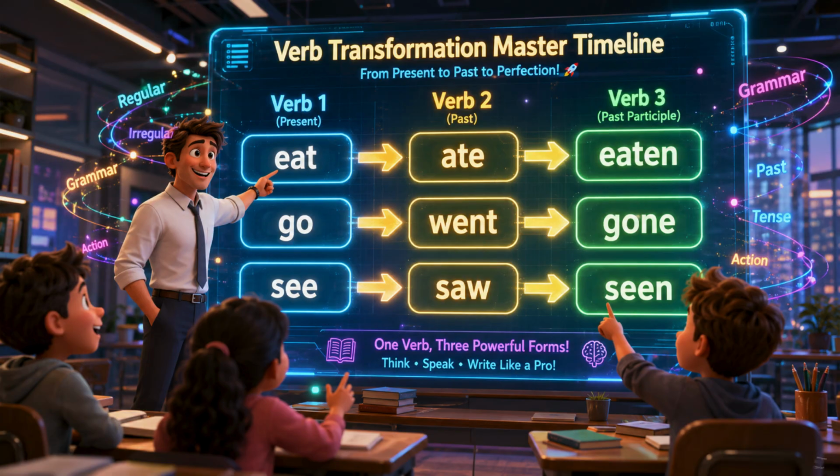Now let's learn something very important. Verb 3, also called past participle. Every verb has 3 forms. Verb 1 is the present form, verb 2 is the past form, and verb 3 is the past participle form. Now let's understand with examples. Eat, ate, eaten. Go, went, gone. See, saw, seen. Finish, finished, finished.